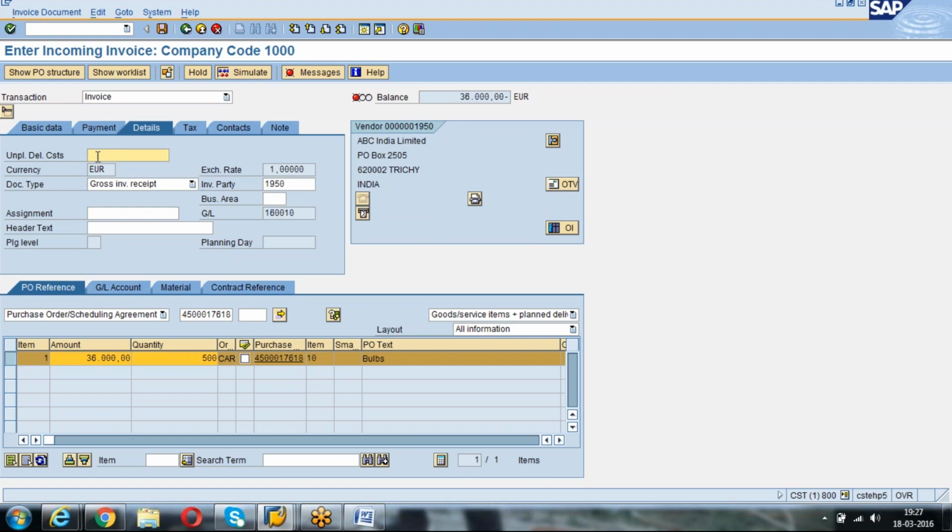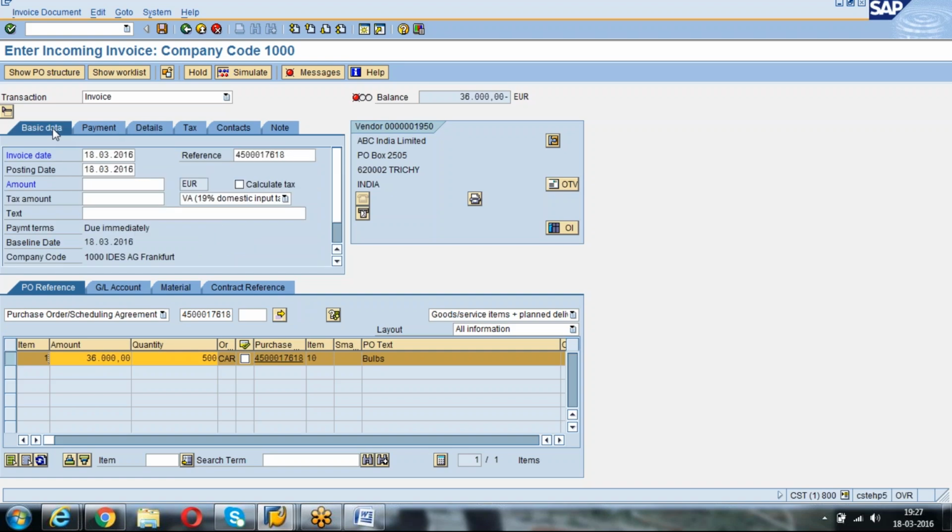Okay, any unplanned delivery cost. And in many procurement areas we can see that in the PO we don't maintain the transportation charges, because we don't know at that point of time when you create a PO what the transportation charges will be.